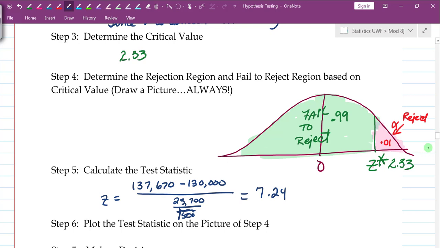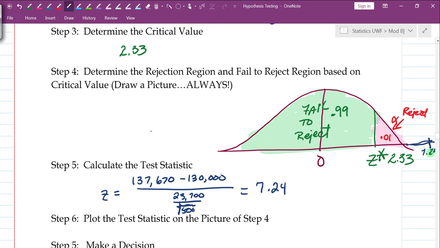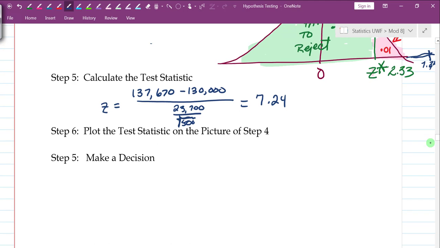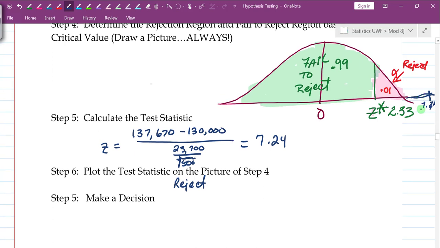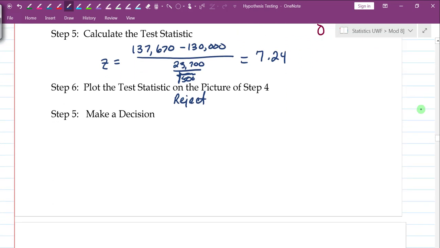Way over here, we can't even get it on the graph. Actually, I should have thought ahead and put everything to the left. So way over here to the right somewhere, 7.24, it's going to be right in here, and it's way over to the right. So if we plot it, you can see that we are in the reject. We are not in the fail to reject at all. We are over here in the red, and so we will reject the null hypothesis and conclude the alternative. And this time we can conclude that there has been an increase because we did test for an increase.